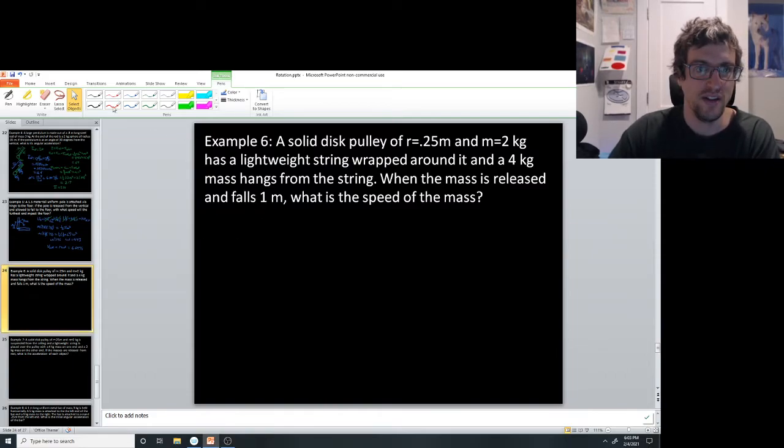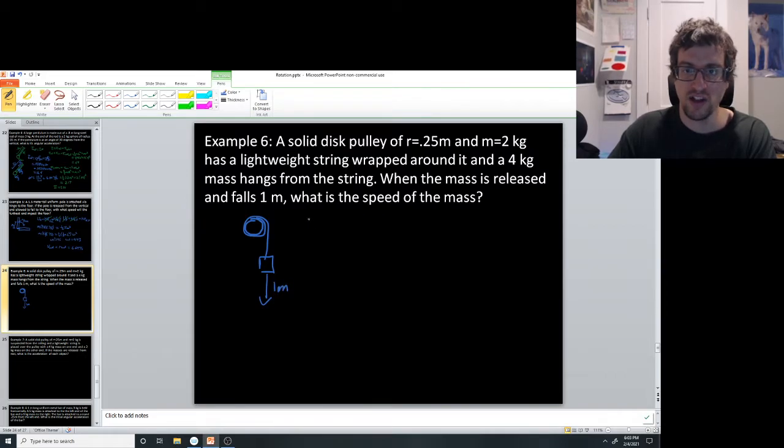We've got a solid disk like this, and you've got a string wrapped around it, and hanging off that is a 4 kilogram mass. Now I want to know, when the mass is released and falls 1 meter, what is the speed of the mass?